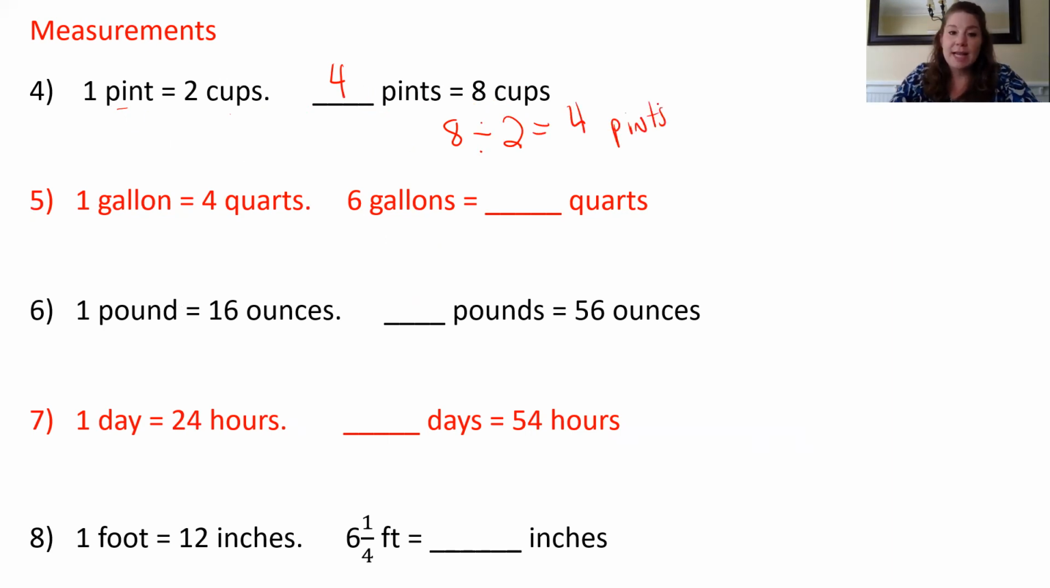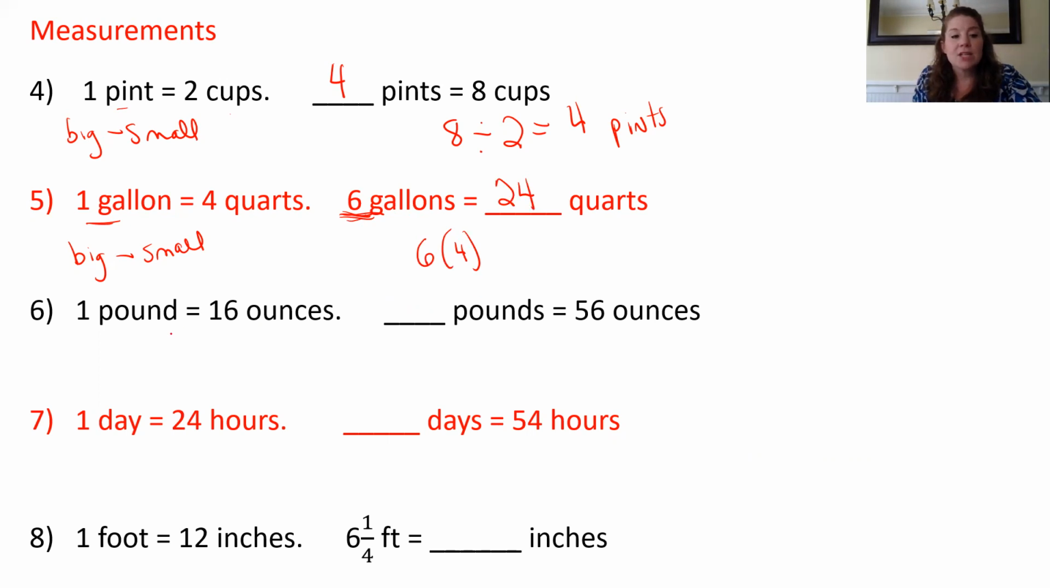On some of these we're multiplying, and on some we're dividing. Those are our only 2 options on these conversions. All right, if 1 gallon is 4 quarts, then we're trying to see how many quarts there are in 6 gallons. So this time we're multiplying 6 times 4, and we get 24.